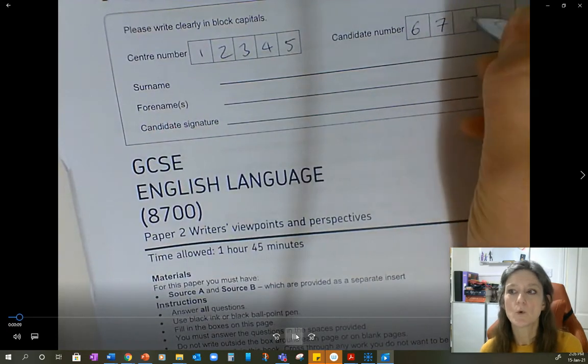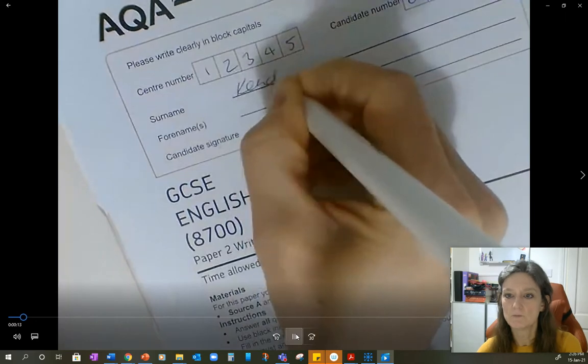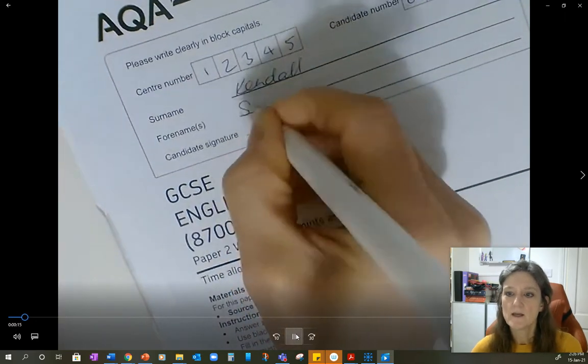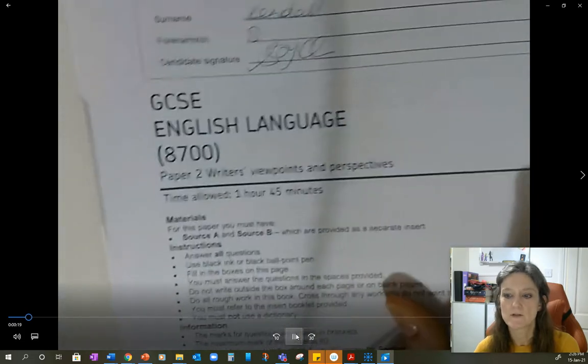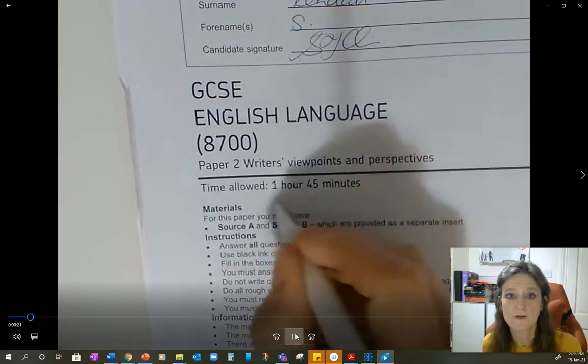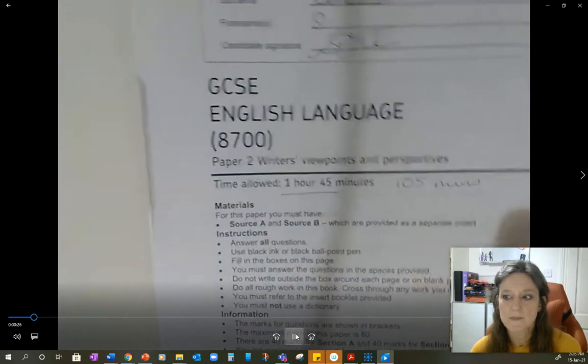And I'm going to be walking through with you live what I'm doing in my fake exam that I'm sitting. The fake exam that I'm sitting is an English language paper 2, and the paper that you see in front of you is from the first sample paper. This is freely available from the AQA website.